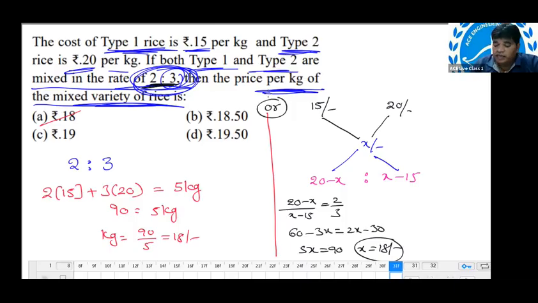Okay, now Girija, this is the general method, and this is the allegation method. Any question, we also have a general method. Allegation is just another method. Okay, Girija? Okay, sir.